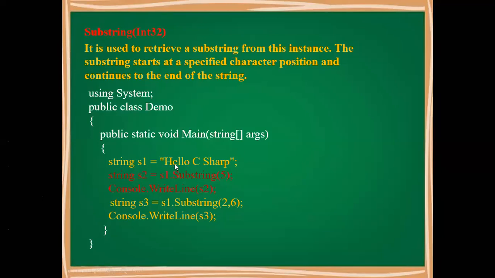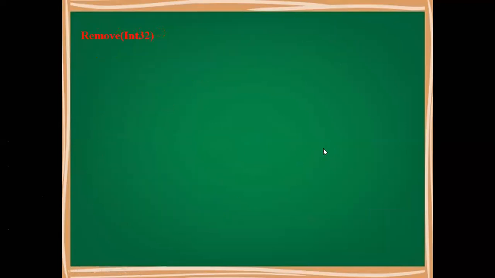Our E is at the first position, but L is at the second position. After that, your string will be extracted till the C, because C stands at the sixth position, as we have seen in our previous example. Let us check the output. As we calculated earlier, in the first single parameter substring it starts from C sharp, and in the second substring it starts from LLO to C. Because we gave the limit to the substring, start from 2 and end at 6, only that much string is extracted and assigned to S3.